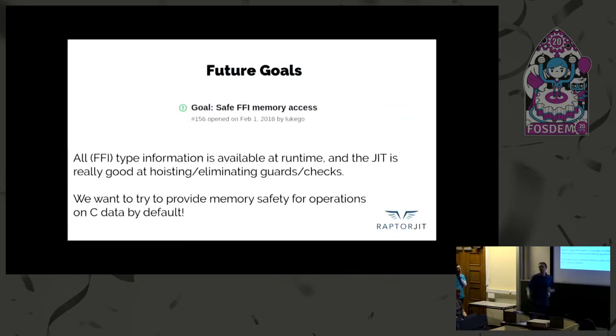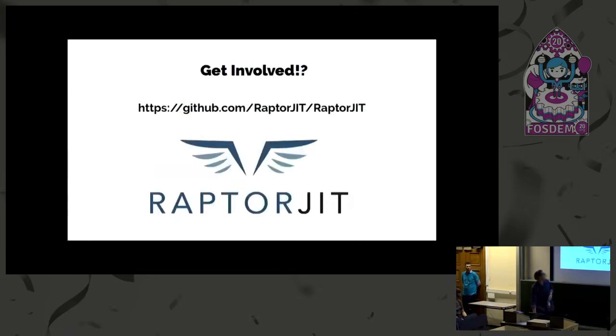And one of my personal goals would be to have safe foreign function memory access. Because we have all the type information for foreign types, meaning C data, low-level data, available at runtime, there's nothing that really stands in between us making that type safe. And the compiler is really good at optimizing these checks, so that's something that I would like to do.